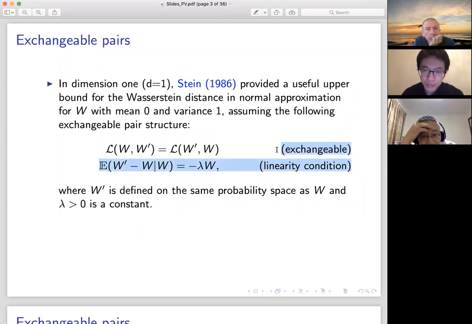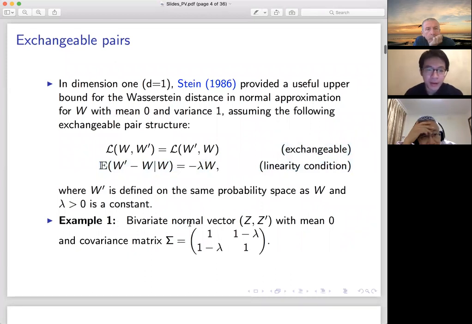Such exchangeability and the linearity condition may be motivated by considering a bivariate normal vector (Z, Z prime) with mean 0, marginal variance equal to 1, and with a large correlation 1 minus lambda. In this case, it can be easily checked that (Z, Z prime) has the same distribution as (Z prime, Z). And this linearity condition is satisfied for (Z, Z prime) with the same constant lambda in this correlation. So therefore, if W is close in distribution to Z, hopefully in some cases we can have the same structure for W.